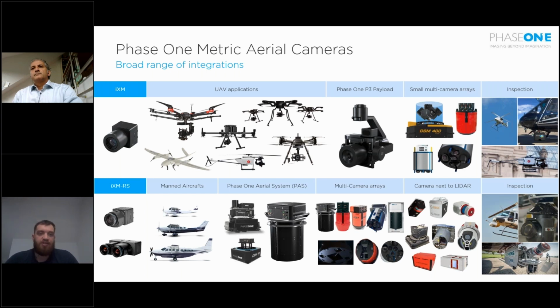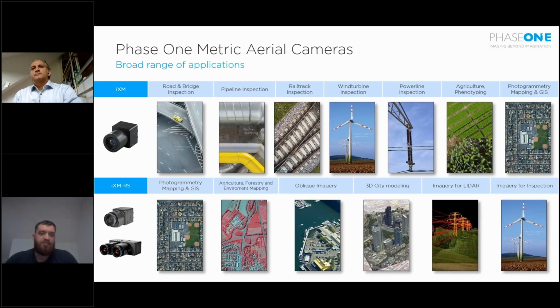When it comes to the applications, our iXM series can be used for road and bridge inspection, pipeline inspection, rail track inspection, wind turbine inspection, power line inspection, agricultural mapping and digital phenotyping, photogrammetrical mapping and GIS, while the iXM-RS series can be used for photogrammetrical mapping, GIS, agricultural mapping, forestry, environmental mapping, oblique imagery, 3D city modeling, imagery for LiDAR, and imagery for inspection.